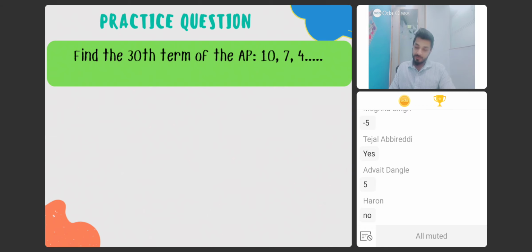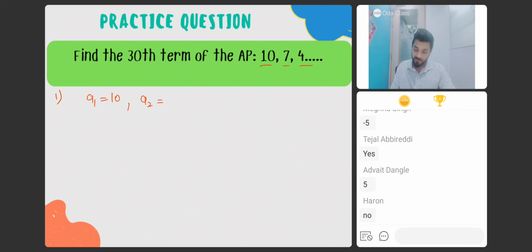Now let's practice one question based on this nth term. Here you can see there is an arithmetic progression 10, 7, and 4. You have to find the 30th term of this arithmetic progression. First thing, look at this arithmetic progression. What is the first term? Very good, the first term is 10, so A1 is equal to 10.